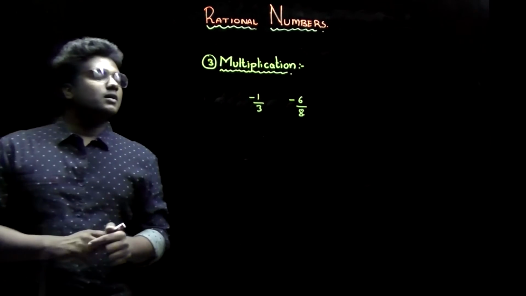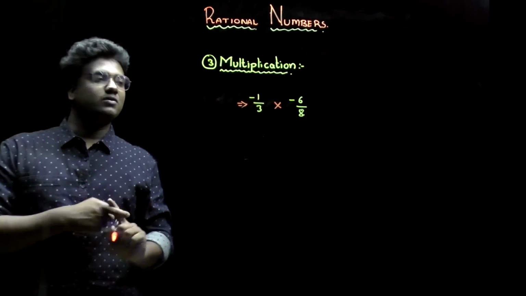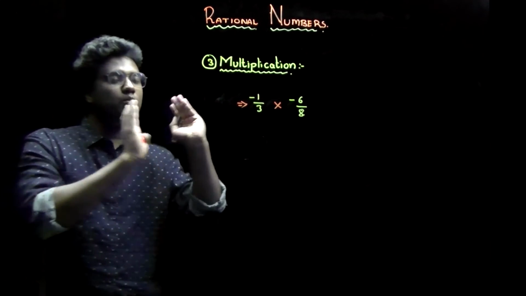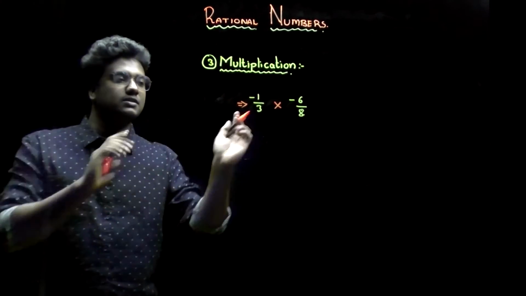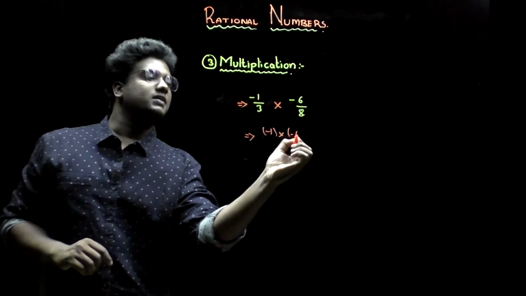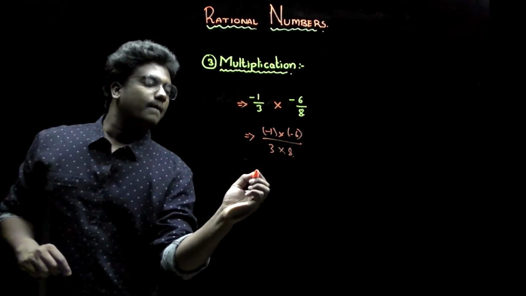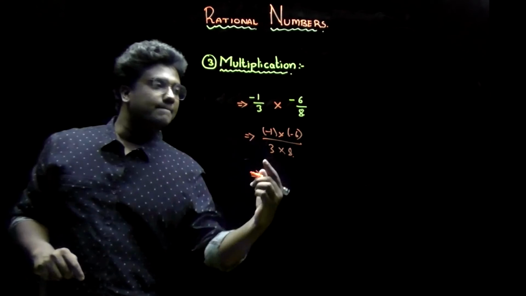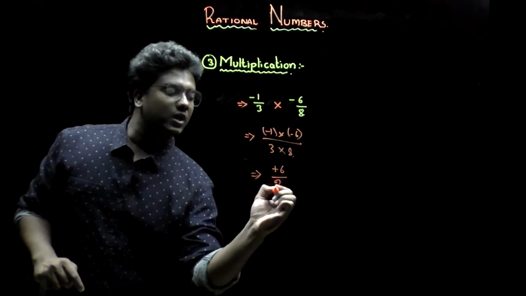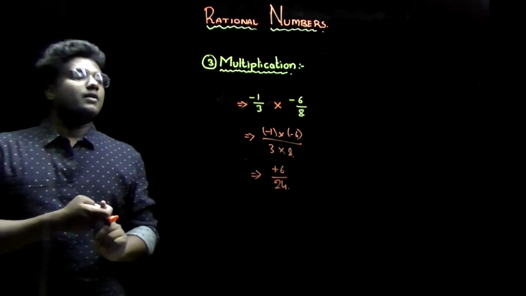Okay, so here let us multiply these two rational numbers. The multiplication of rational numbers is very simple. You just have to multiply the numerators first and the denominators next. So first, minus 1 into minus 6 divided by 3 into 8. Minus 1 into minus 6 is plus 6, divided by 3 into 8, which is 24. Okay, so this is your resultant rational number.